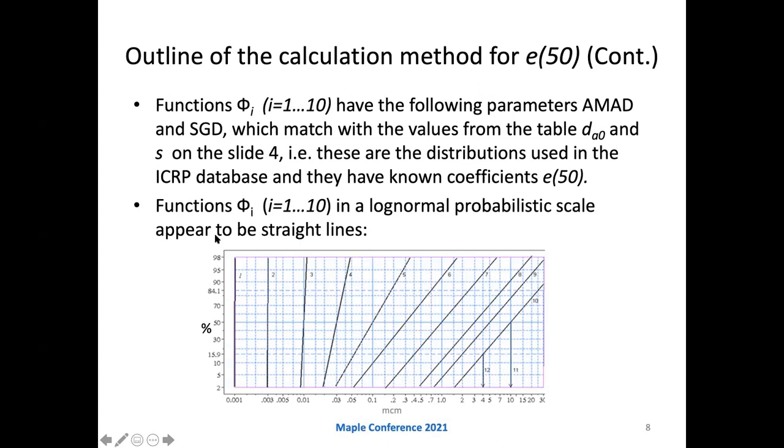If we plot these functions in a log-normal probabilistic scale, they will be seen as straight lines. And as a part of this study, we have developed an algorithm to plot these graphs in a log-normal probabilistic scale in Maple software, which was not presented in a standard set of packages.